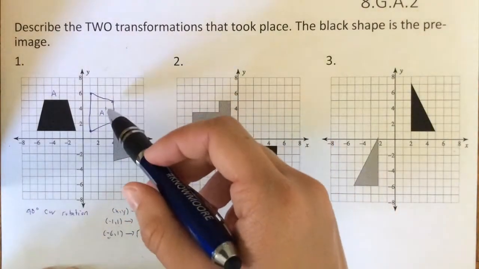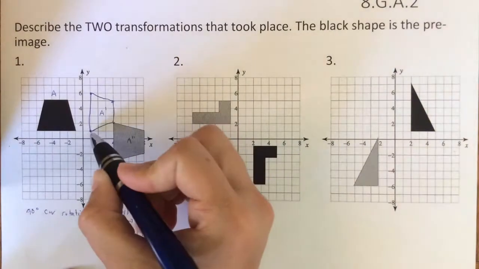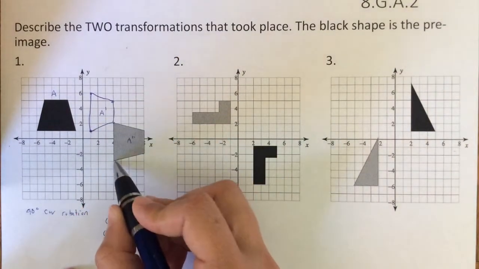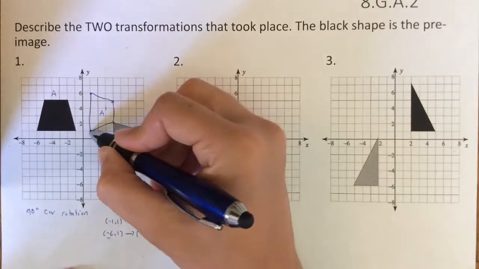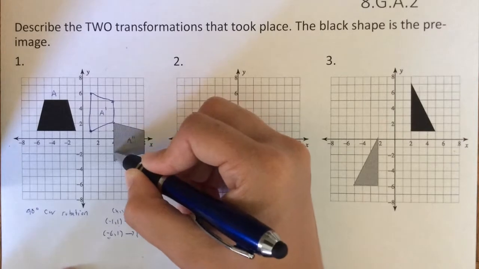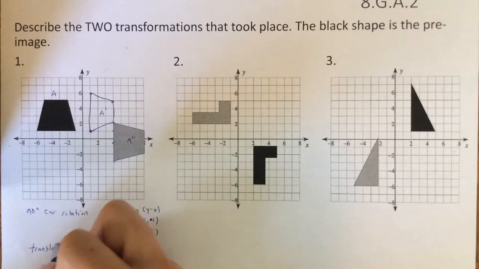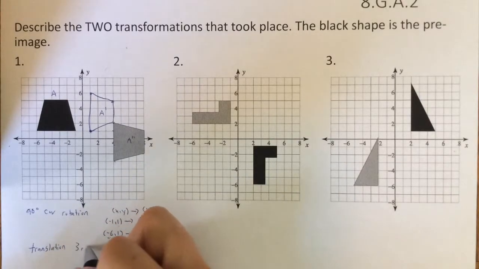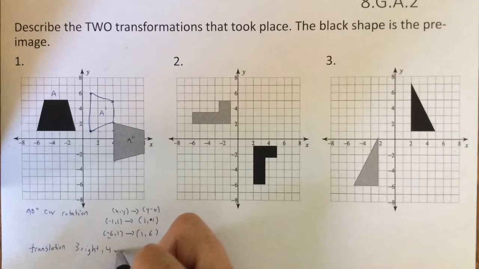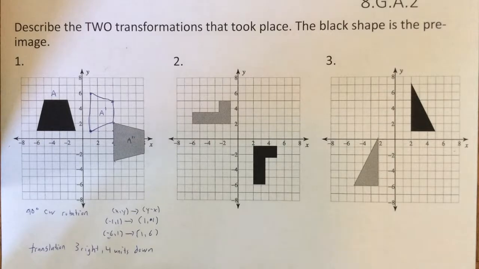So now I see that this shape is the exact same as this. It just needs to be shifted over. That shift we call a translation. It's just a slide. So I'm going to take my bottom right point and figure out how I get to my bottom right point here. I see that I have to go over 1, 2, 3 to the right, and then 1, 2, 3, 4 down. So my second step would be a translation 3 units right and 4 units down. So those are my 2 transformations to get from my black pre-image to my gray image.